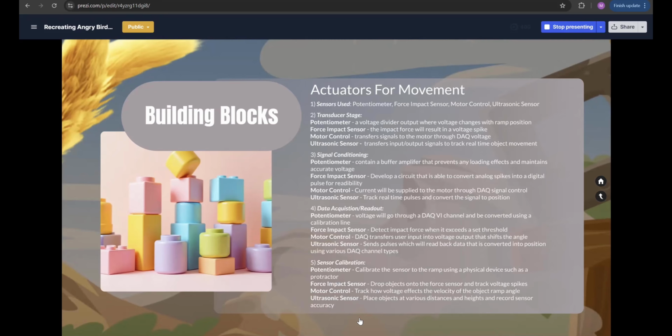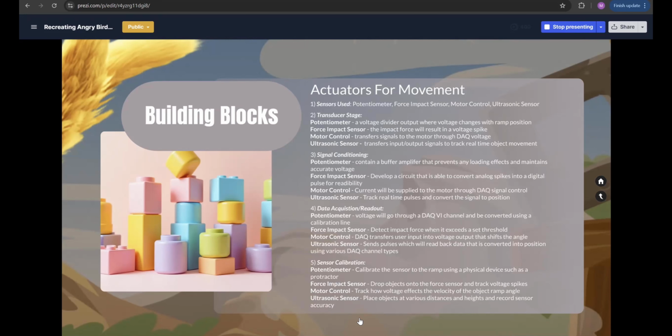Data acquisition and readout. So the potentiometer, the voltage will go through a DAC VI channel and will be converted using a calibration line. The force impact sensor will detect impact force when it exceeds a set threshold. The motor control, DAC transfers user input into voltage output that shifts the angle. Ultrasonic sensor sends pulses which will read data back that is converted into position using various DAC channel types.